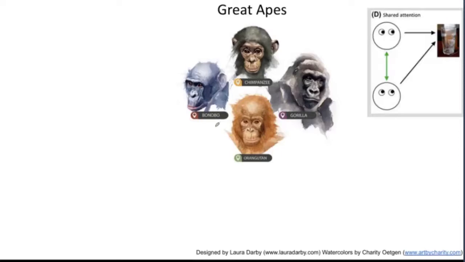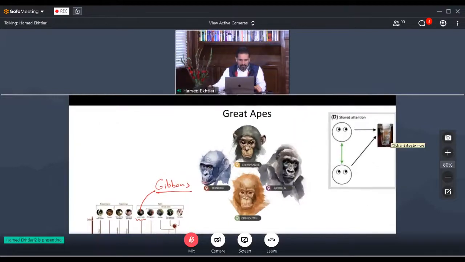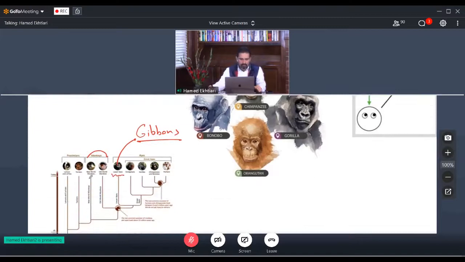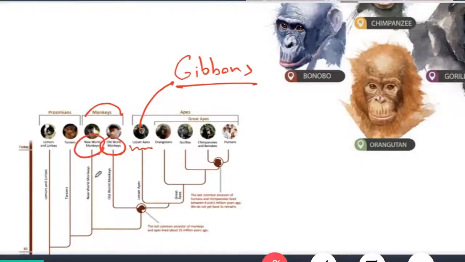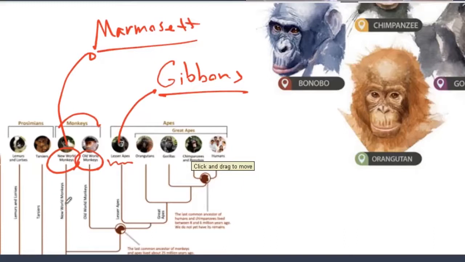Shared attention seems to be related just to what we call great apes, which are composed of chimpanzees, gorillas, orangutans, and bonobos. If you want a better idea of what targets we are talking about when we talk about great apes, we have great apes, and we have what we call lesser apes, which are basically gibbons. And then we have monkeys, in two groups: old world monkeys and new world monkeys. For example, those in Brazil have a specific type of monkey called the marmoset, which is a new world monkey.